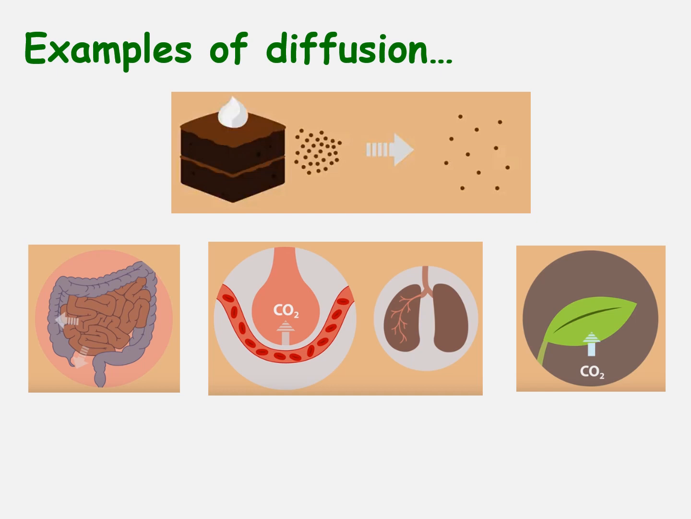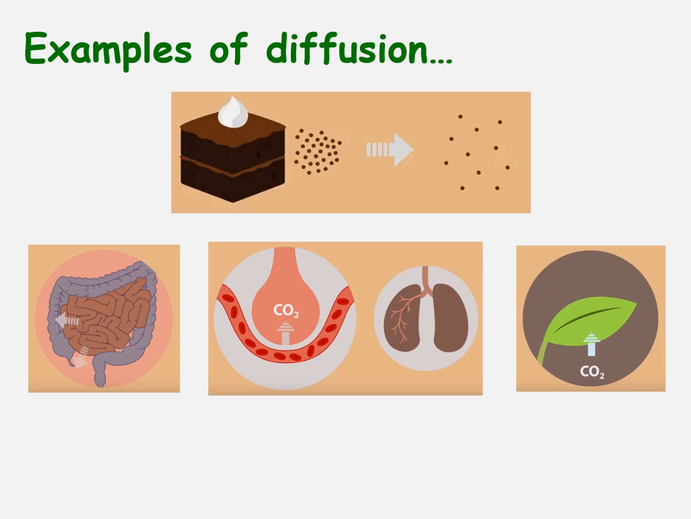Once they are equally spread, the particles will continue to move, so they will still move, but there won't be an overall or net movement. And it's worth remembering here that they're constantly moving just because they naturally have their own store of kinetic energy. So diffusion is a passive process. It doesn't require us to do anything. It doesn't require any additional energy. It just happens by itself.